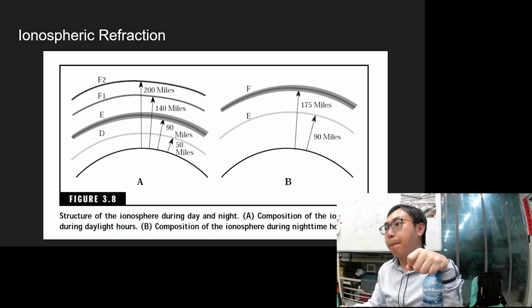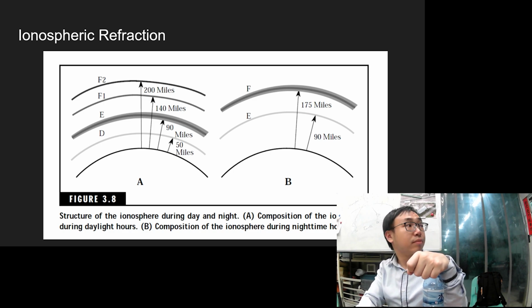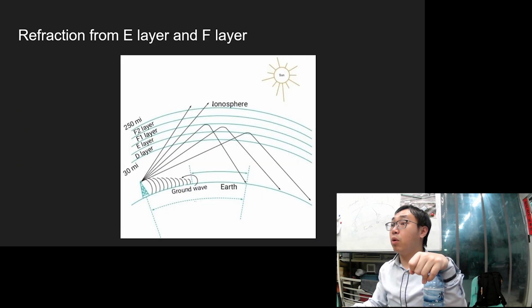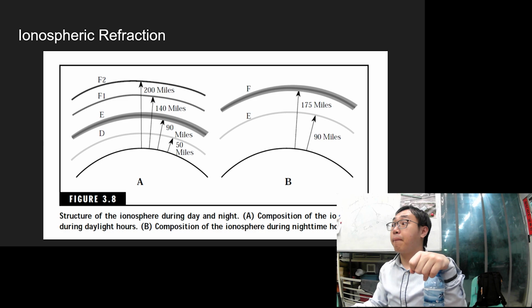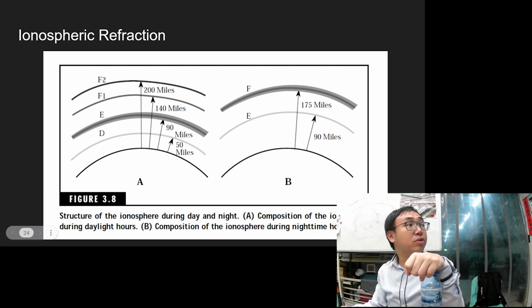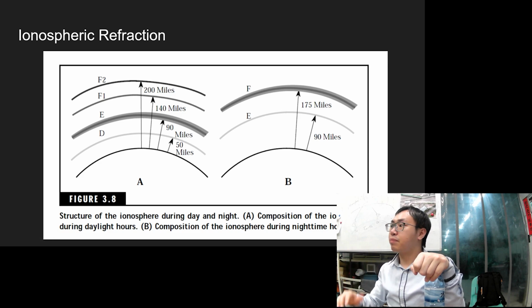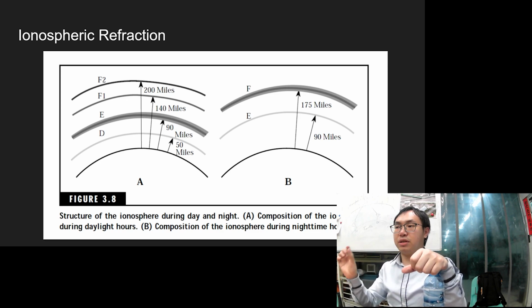But most of the time when we do distance communication, we prefer nighttime. Yeah, I'll talk about it later. Because the D layer will absorb most of the radio wave, and it is not good for distance communication. That's why we prefer to do the communication in the evening, like around 6 o'clock. Okay, this is the best time for HF communication or skywave communication.